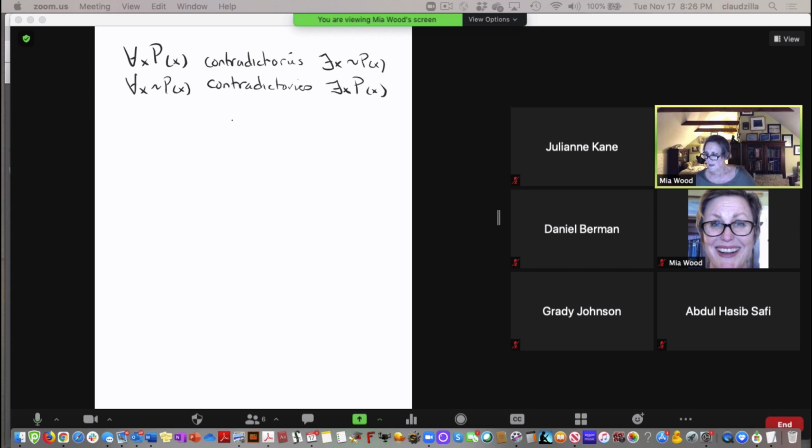Right, so the first one: everything is P, something is not P. Everything is not P, something is P. Does that language start to feel more comfortable in terms of their status as contradictories? Both can't be simultaneously true, and both can't be simultaneously false.